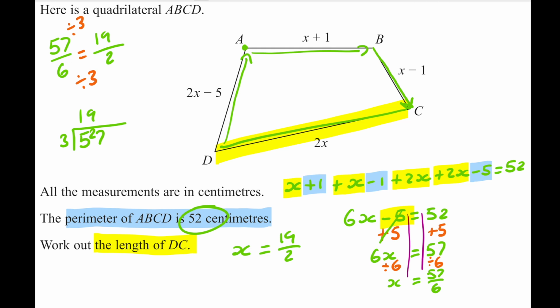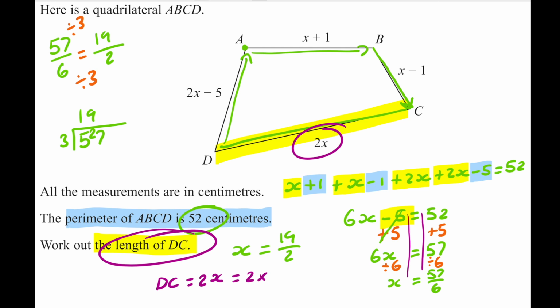So we found what x is, but we haven't actually answered the question, which is what is the length of CD? And CD is 2x. So DC is 2x. And that means it's going to be 2 multiplied by the x value we've just found, which is 19 over 2. And 2 times 19 over 2, essentially the times by 2 and the divide by 2 cancel each other out. So that would then give you 19. So the length of DC or CD is then 19.